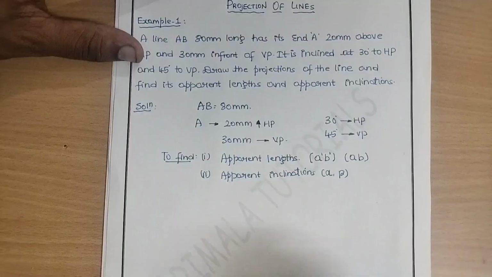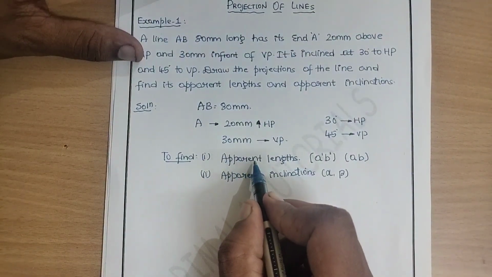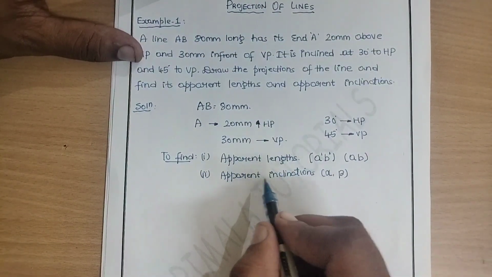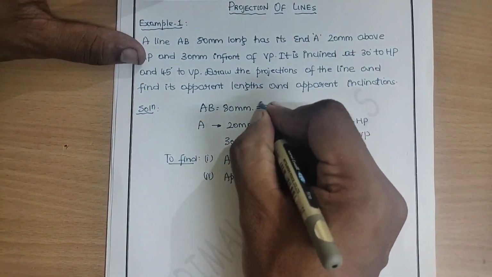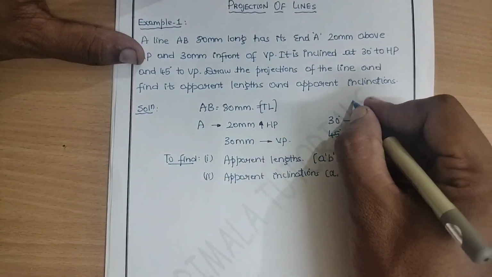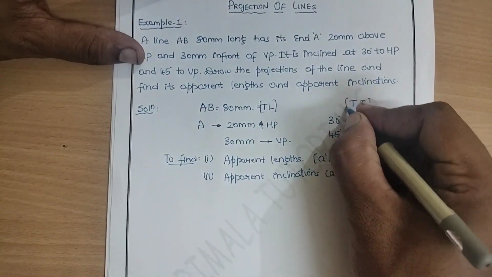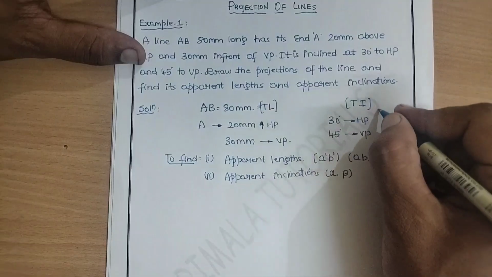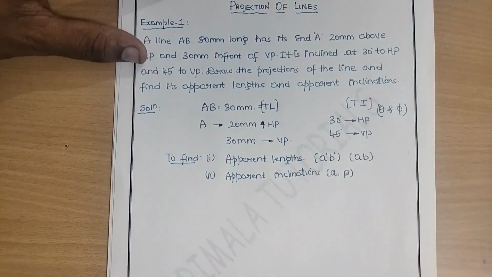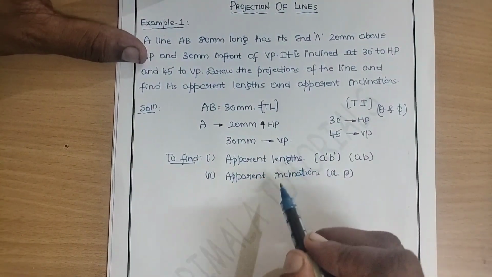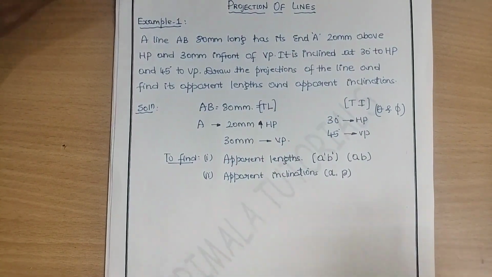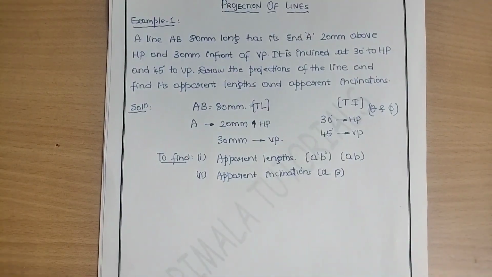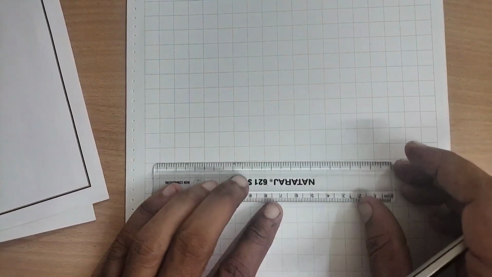So it is a very simple analysis. If they have asked to find out the value of apparent length and apparent inclinations, it means the given should be true length. So this 80 mm is the true length, and these inclinations I will call the true inclinations, theta and phi. Whenever you want to find the apparent length and apparent inclinations, the given should be true length and true inclinations. So I will make use of a grid sheet for this purpose. So this is a grid sheet. Anywhere I will just consider an XY line.